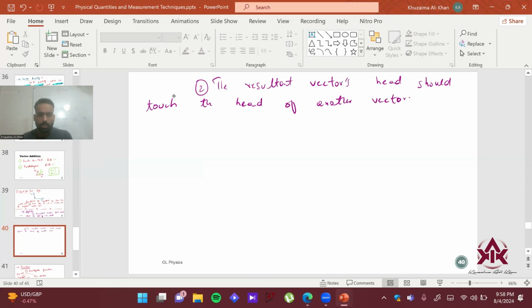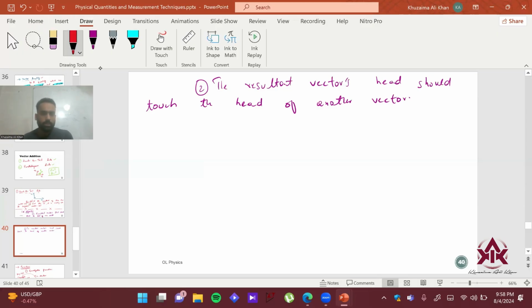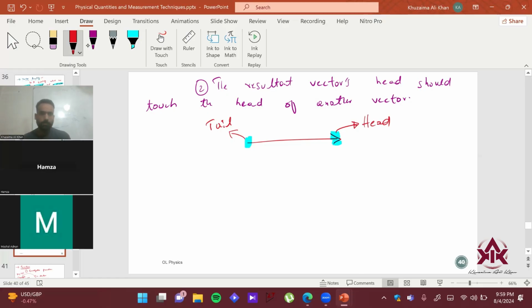Now, what is the head of a vector and what is the tail? Let's imagine you are given this vector over here. This thing is called the tail, and this thing is called the head. So if you have a vector drawn, the head part is this end and the tail part is that end. I hope it makes sense.